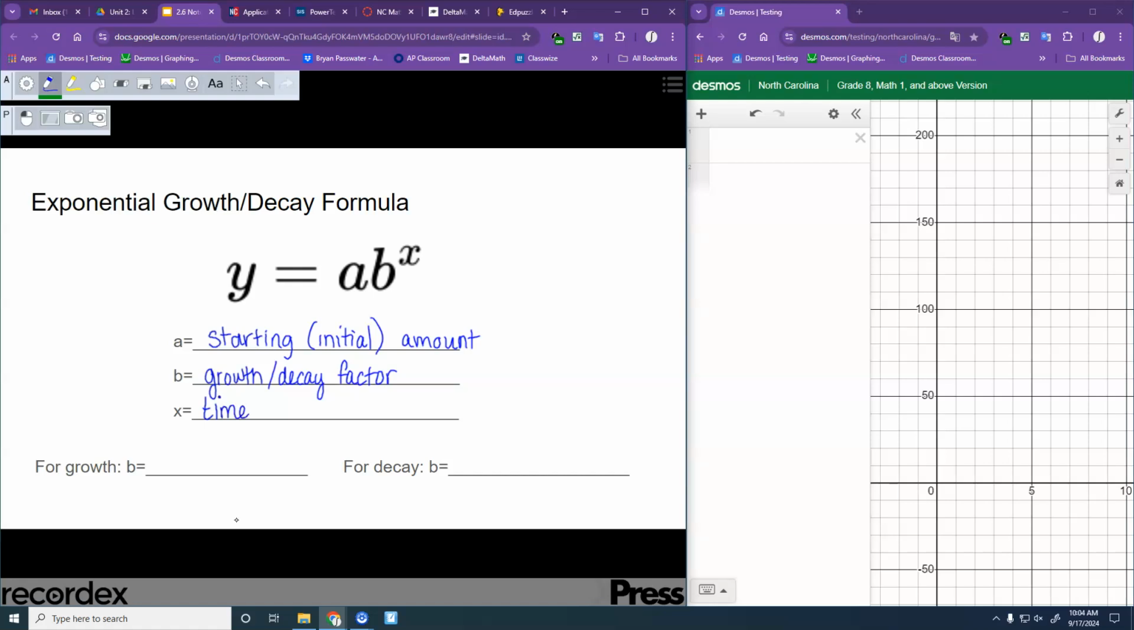It might be years, it might be months, it might be days. I think on the notes that I gave you guys yesterday, I only used years on those problems. We'll see a couple today that are not years. And then for this, yesterday you only looked at growth. So for your B value, you would do 1 plus your rate as a decimal. Okay? For decay, we are going to do 1 minus the rate as a decimal.